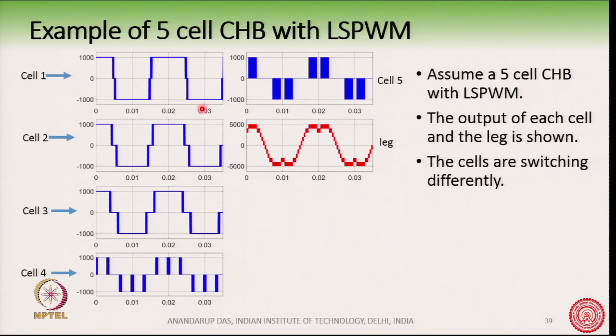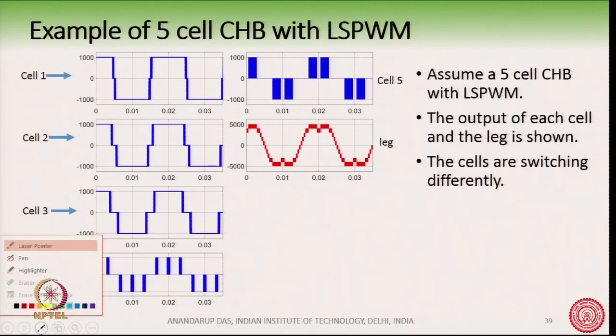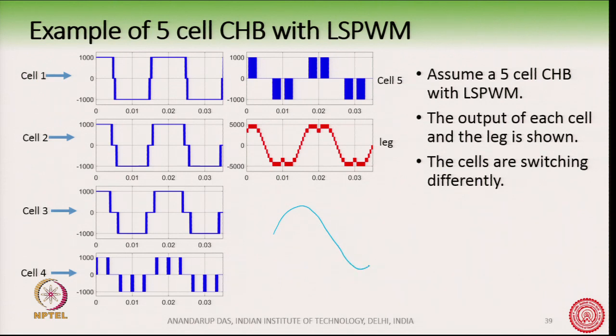Why is the output looking like this? This is because, as I have told you earlier, this is the sine wave I am trying to produce. So, cell 1 is taking the responsibility of producing one part of the waveform. Say, for example, cell 1 is producing the waveform here.